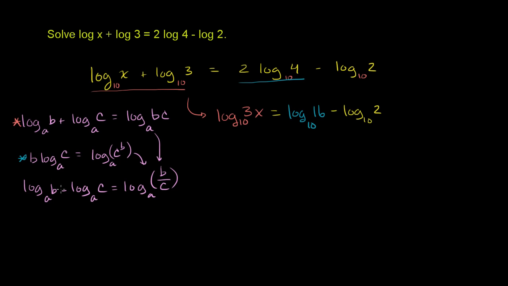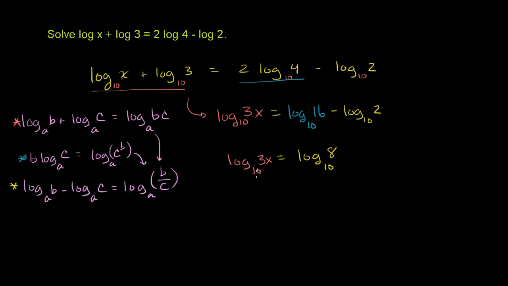And now, using this last property, we have one logarithm minus another logarithm. This is going to be equal to log base 10 of 16 over 2, right? 16 divided by 2, which is the same thing as 8. So the right-hand side simplifies to log base 10 of 8. The left-hand side is log base 10 of 3x.